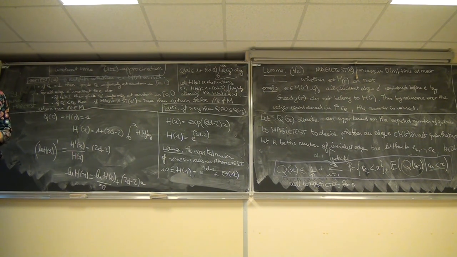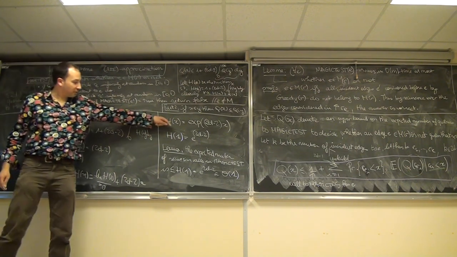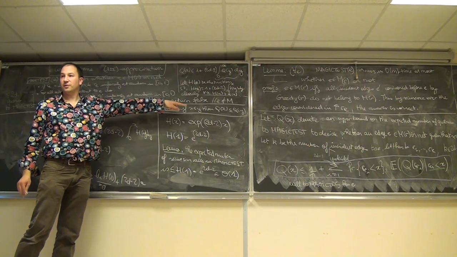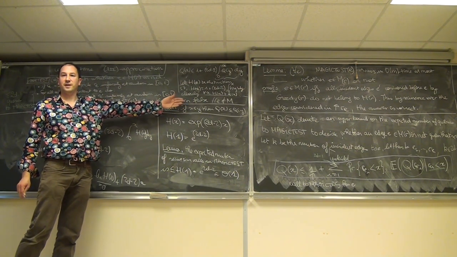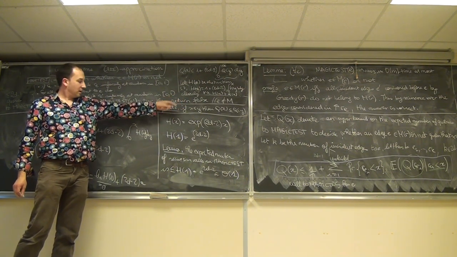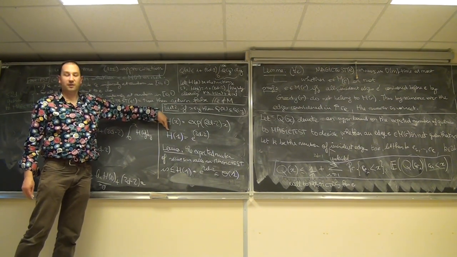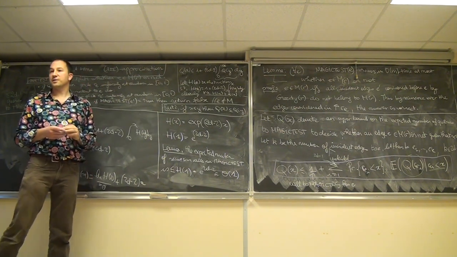The worst that can happen is to start with an edge with weight 1, because Q of x is an increasing function. The number of queries is an increasing function of x. And we know that Q of 1 is bounded from above by h of 1, which is independent of the size of the graph.